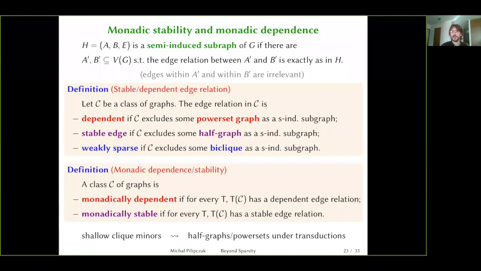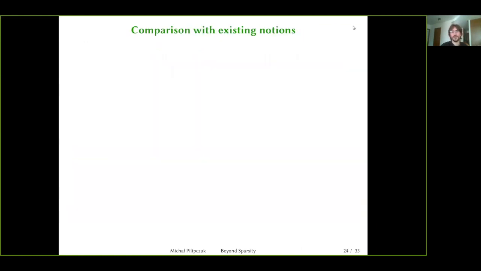So what happened here is exactly this intuition that we had in lower denseness. We just replaced the notion of shallow clique minors with the notions of excluding half graphs and power set graphs under transductions. So now we would like to understand the structural theory behind these two notions. Okay, so are these two notions clear at this point? Are there any questions? Where do K_{i,j}-free subgraphs belong, if at all?